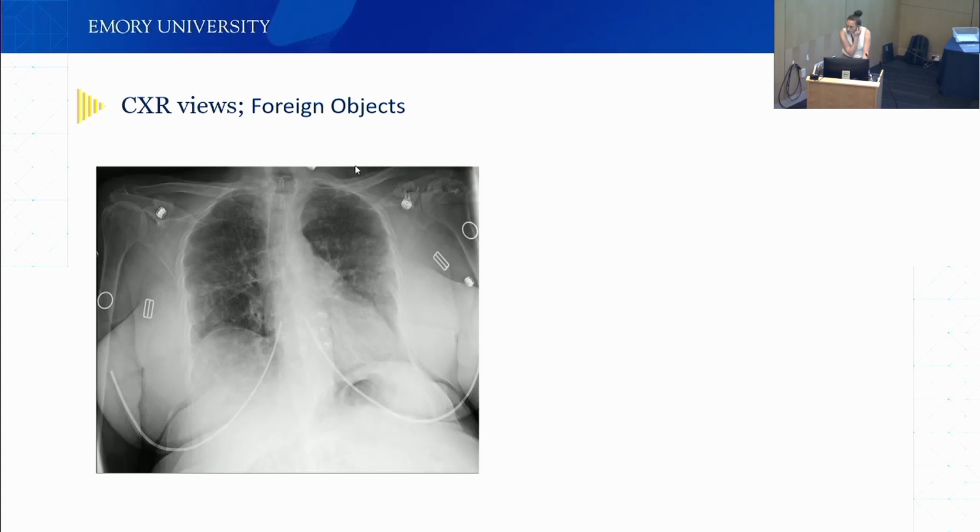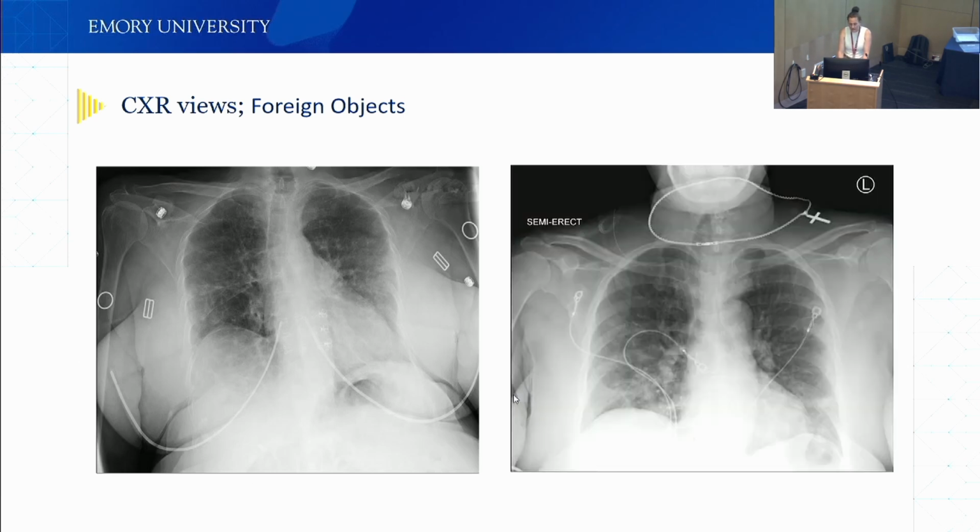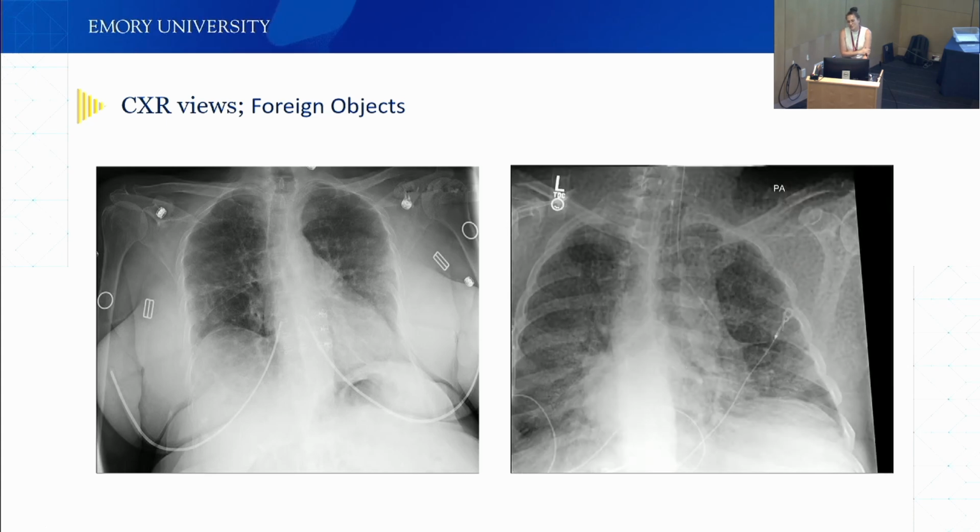And then there are foreign objects that shouldn't be there. These are bra wires, and you can see the clips here. Normally, patients are asked to take that off, but sometimes in emergency situations or during COVID in the ICU, oops, it happens. So you have to sometimes work around these things. We see some necklaces.